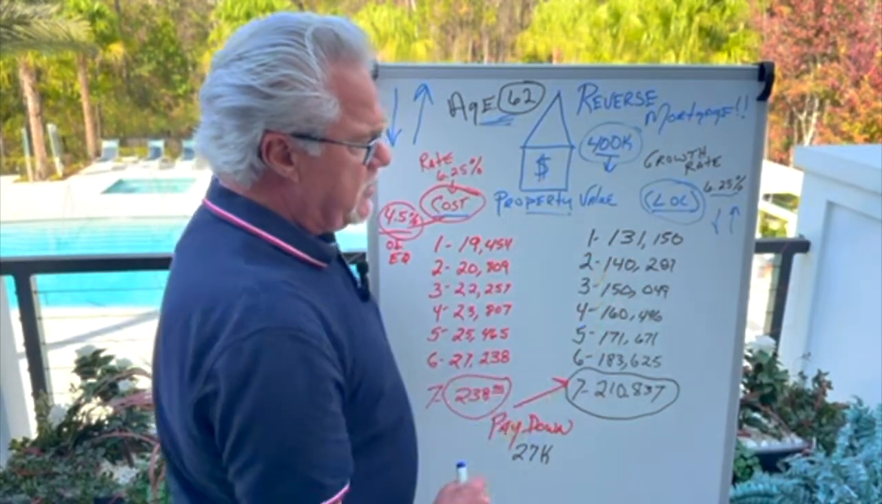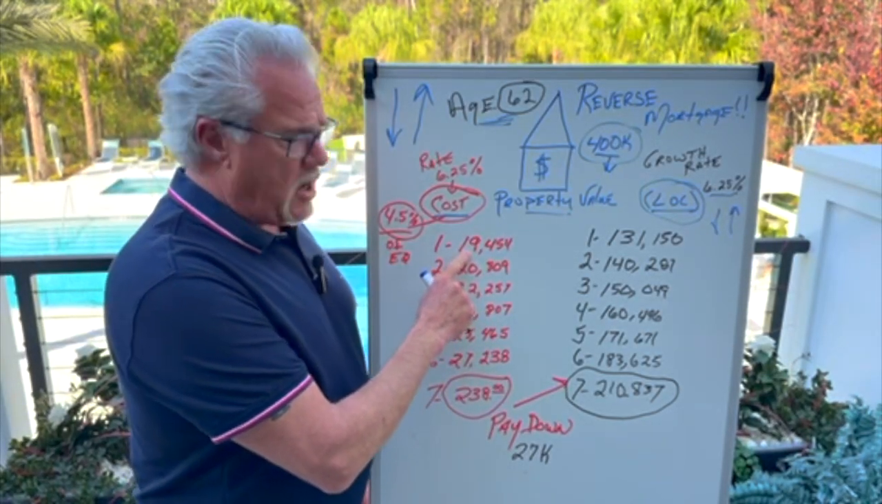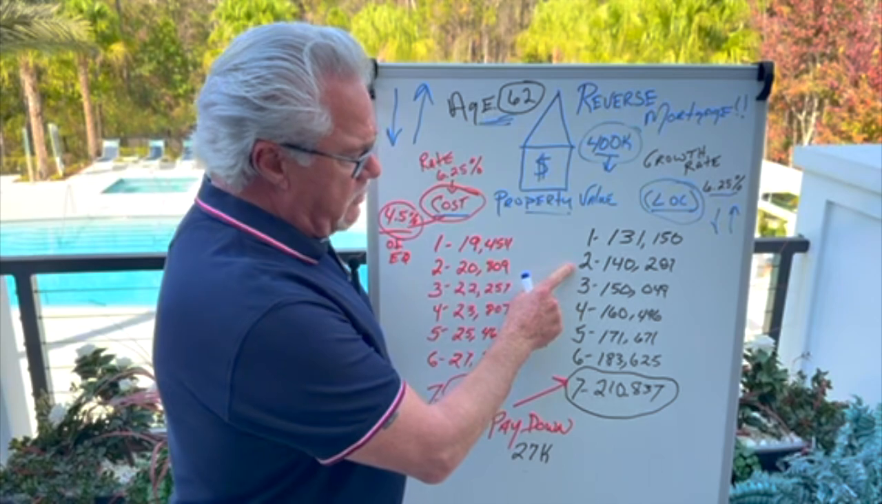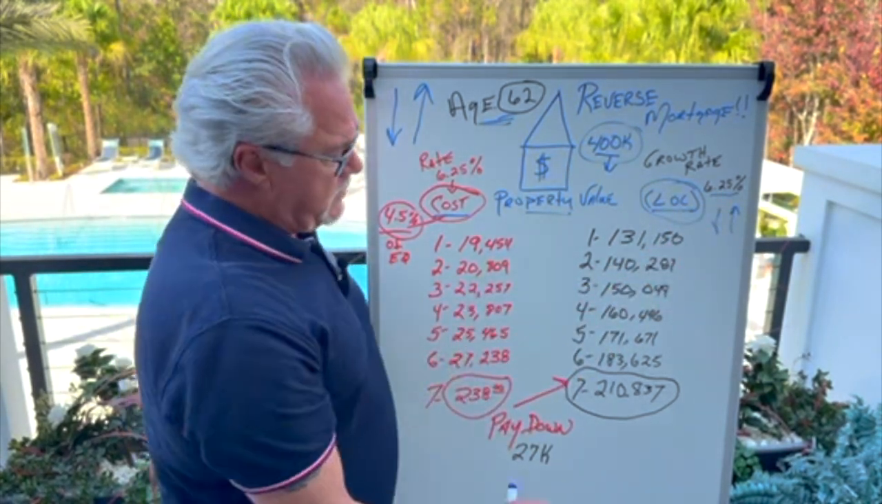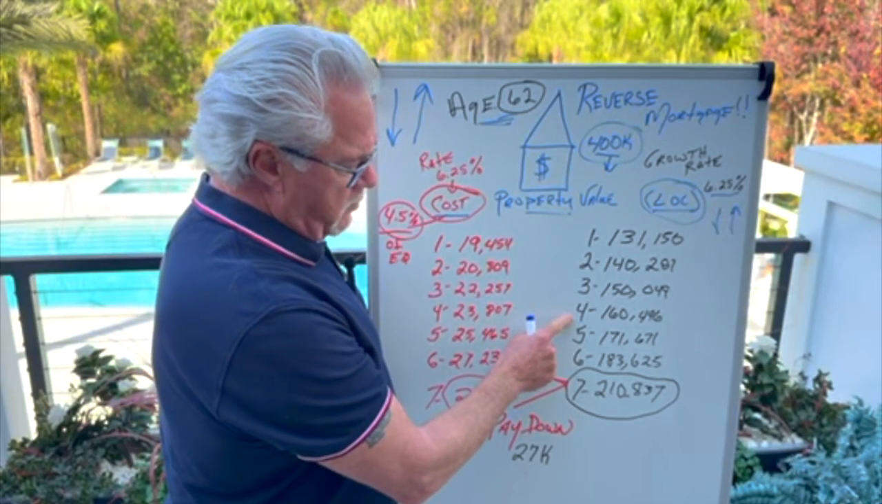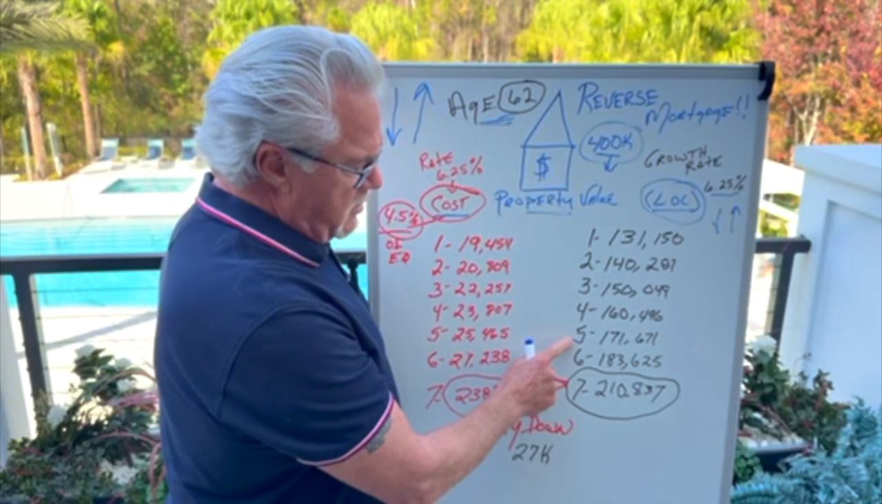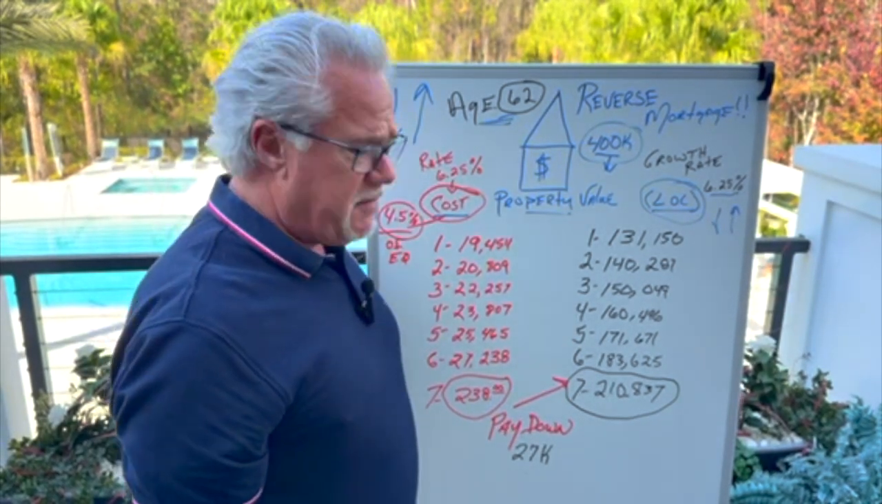You'd have $131,000 because you literally had the original cost. Year two, now it grew to 140,000, assuming this 6.2% rate. Third year, 150. Fourth year, 160, 171, and in the sixth year, 183 plus thousand.